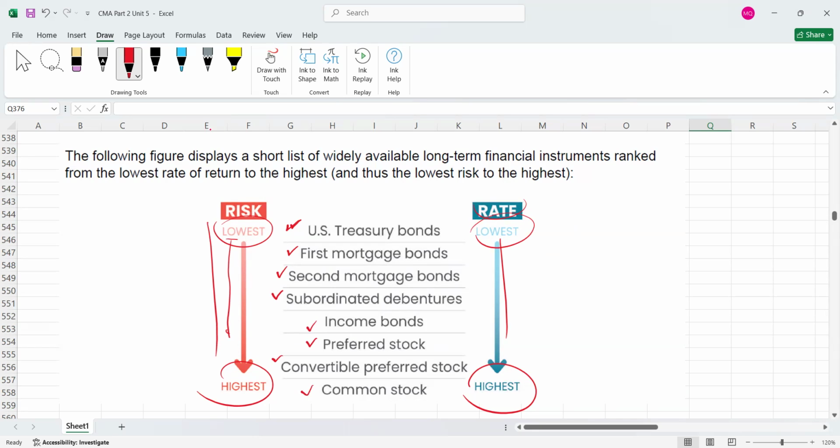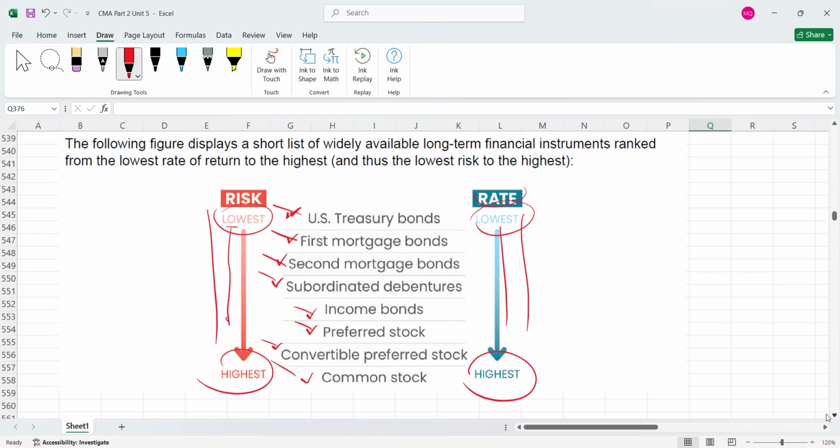Okay, or find the option with lowest rate to highest rate of return. So you should remember the lowest risk is US Treasury bond, then first mortgage bond is more risky than US Treasury bonds, then second mortgage bonds, then subordinated debentures, income bonds, preferred stock, convertible preferred stocks, and common stock. So you should remember all this story.